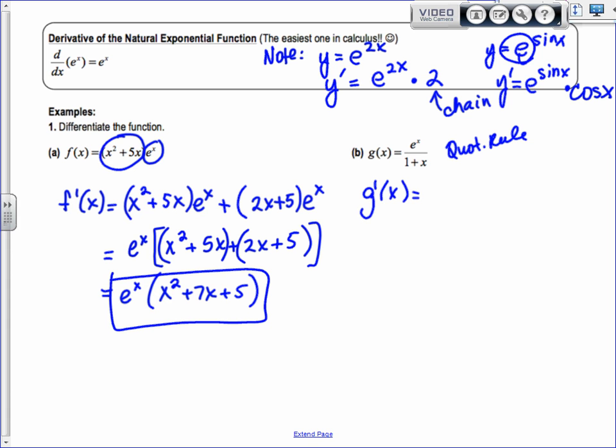G prime of x: low, d high. Derivative of high is e to the x. Minus high, d low, all over the square of what's below.